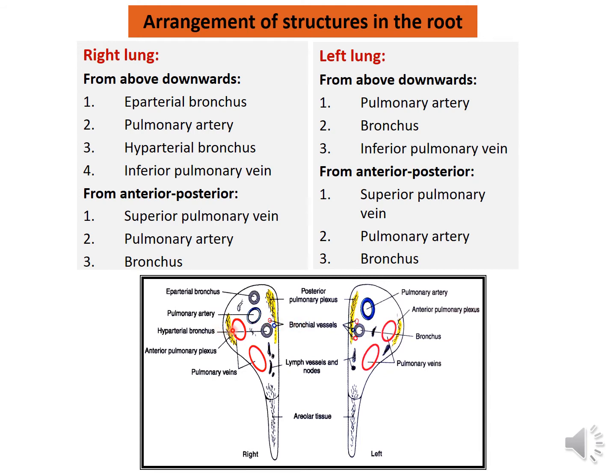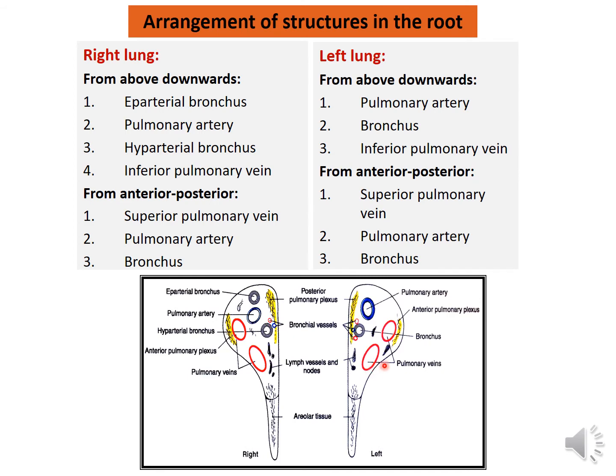Anterior to posterior, most anteriorly what you see is the superior pulmonary vein. Behind that you can see the pulmonary artery, and the most posterior structure is the bronchus. So the bronchus is the most posterior structure. So this is about the right root of the lung.